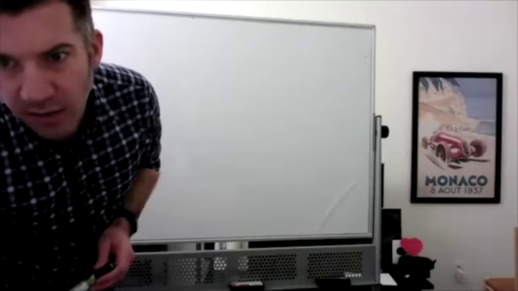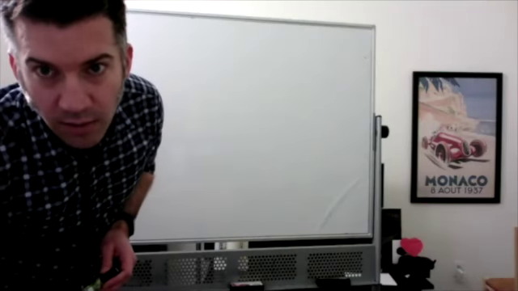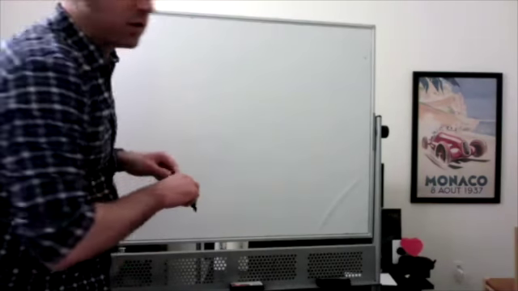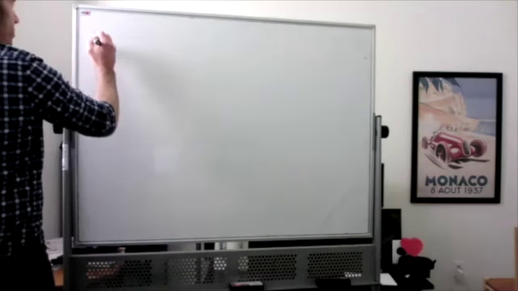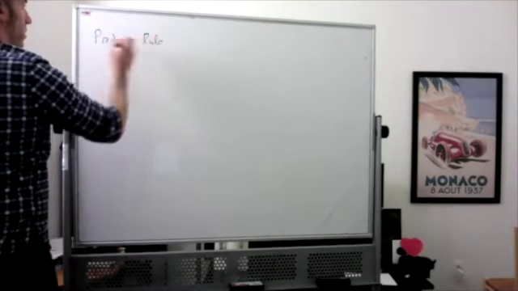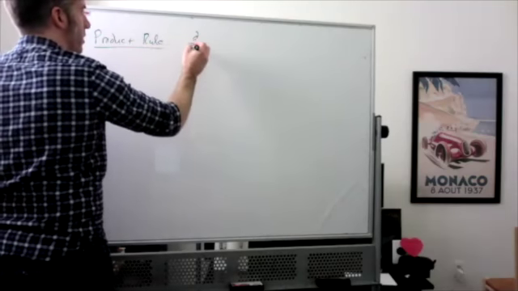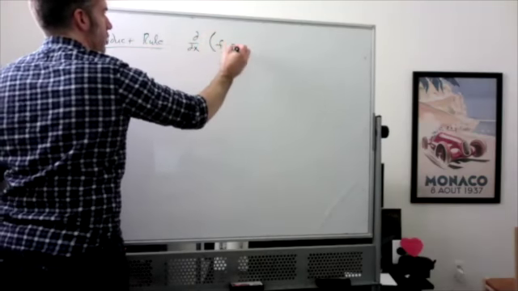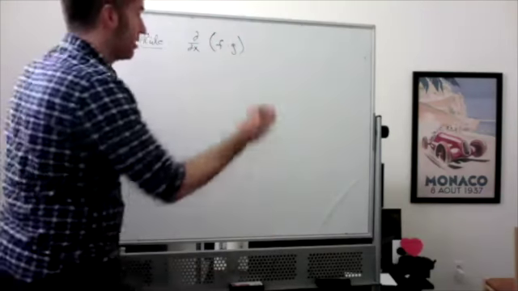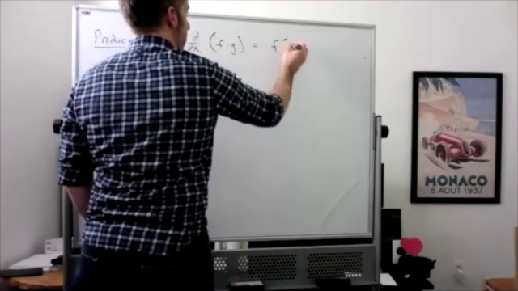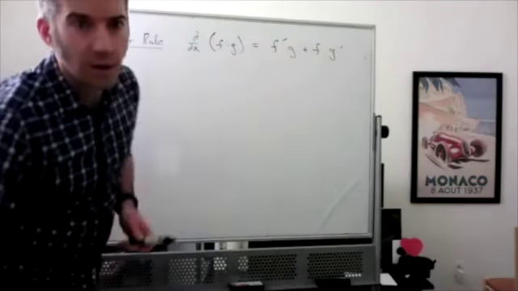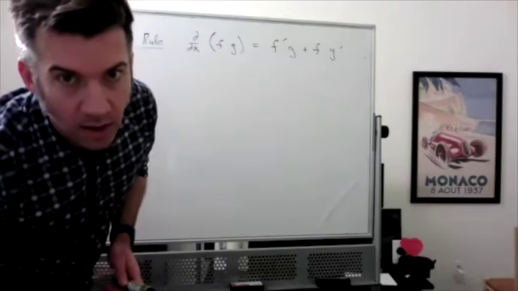Yeah, let's give ourselves a quick refresh on the product and the quotient rule, and then we will jump into some other stuff. So, again, reminder, product rule. Take the derivative of f times g, where f times g means f of x times g of x. You're going to get f prime g plus f g prime.